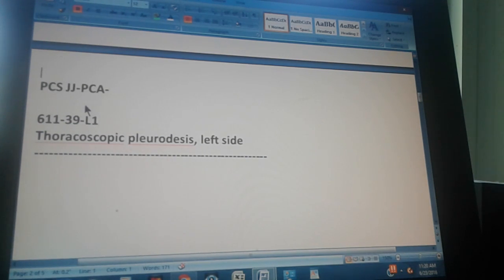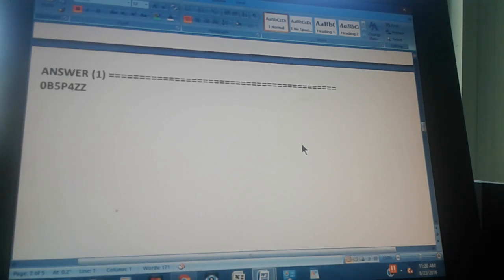PCS guidelines, page 611, exercise 39, and this is a level 1 exercise. It reads: thoracoscopic pleurodesis, left side. That's the procedure, and now we're going to count to 3, so you can pause the video and give us the PCS code for this procedure. 1, 2, 3. All right. The answer is 0B5 P4 ZZ. If you got it, congratulations.